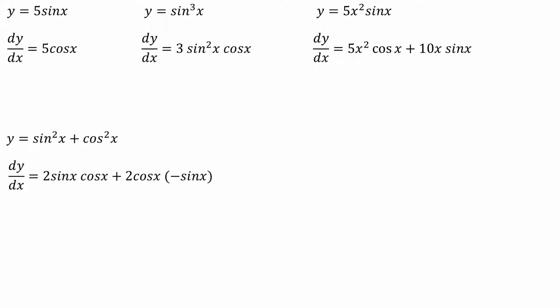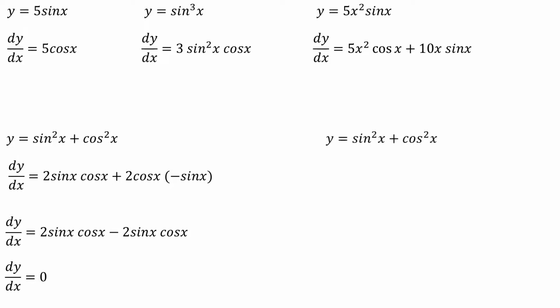So I've got 2 sine x cosine x. Let me see, I've got a positive times a negative. That's going to come out negative. So simplifying this a little bit, I get 2 sine of x cosine of x minus 2 sine of x cosine of x. I get 0. Told you it was a trick question.